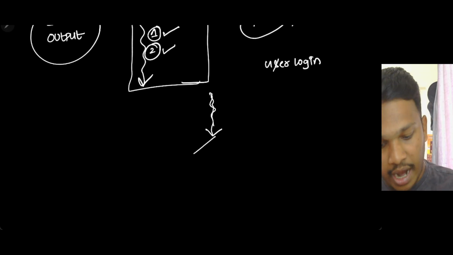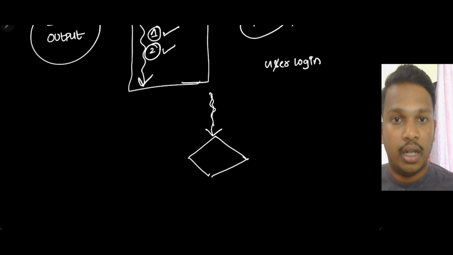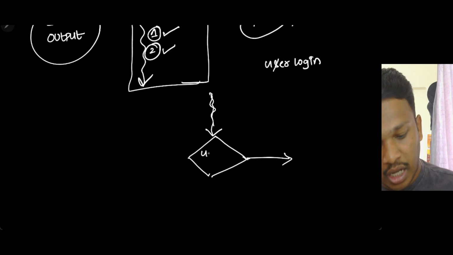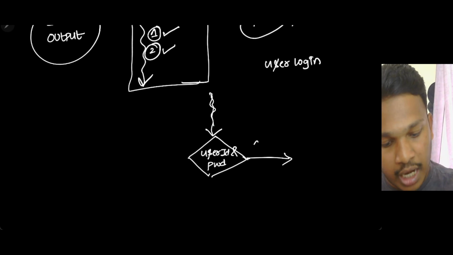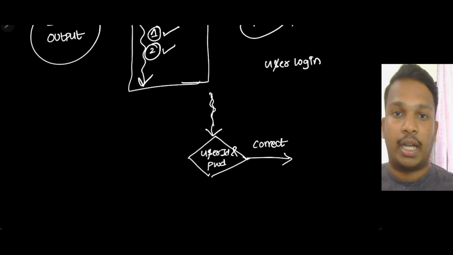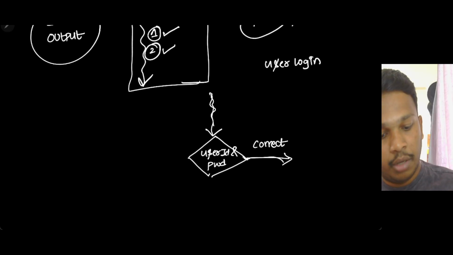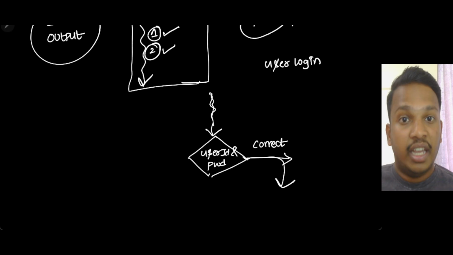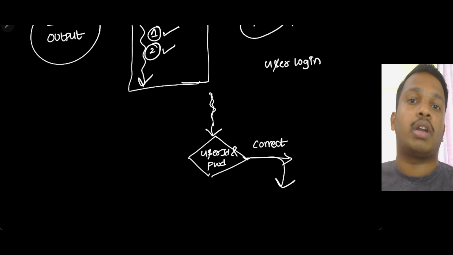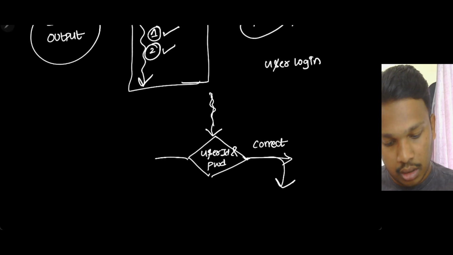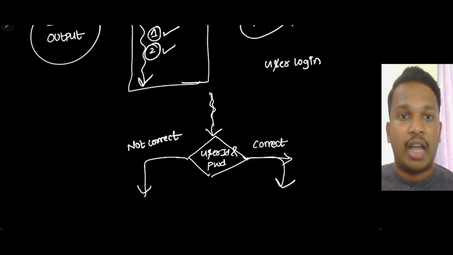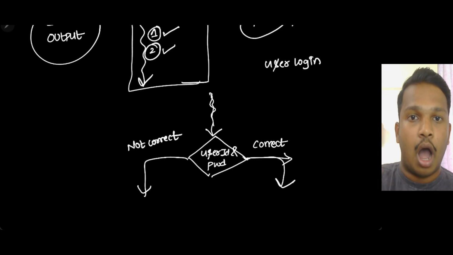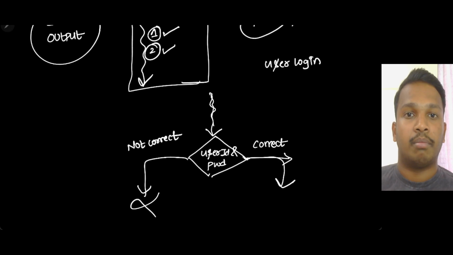So we have alternate ways. My code is running like this, and now I have one condition. I will ask for the user ID and password. If both are correct, I will allow them to use the Instagram app. If both are not correct, if at least one is not correct, the ID is wrong or the password is wrong, then I will send them out. I will stop them. This is the flow.